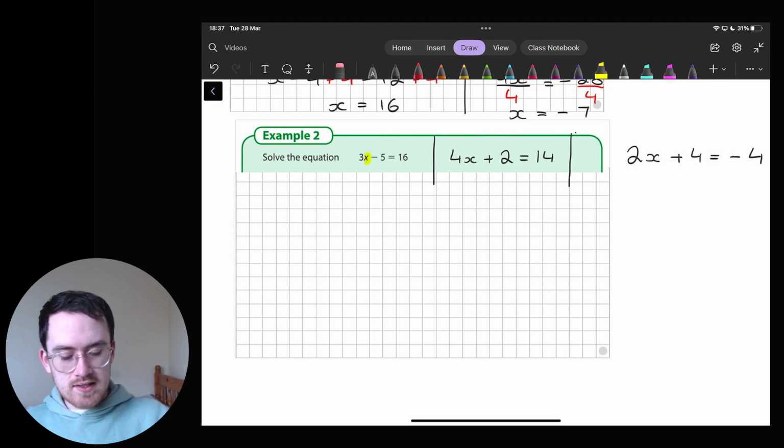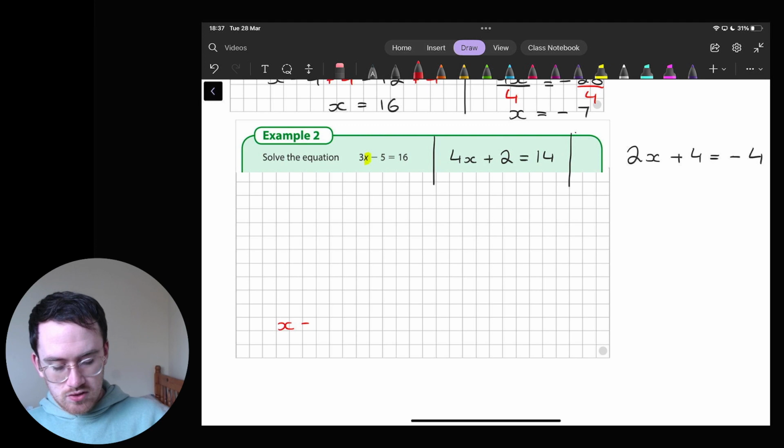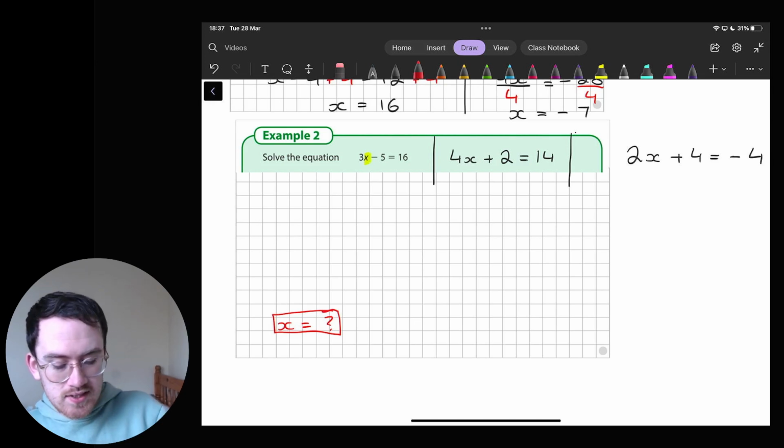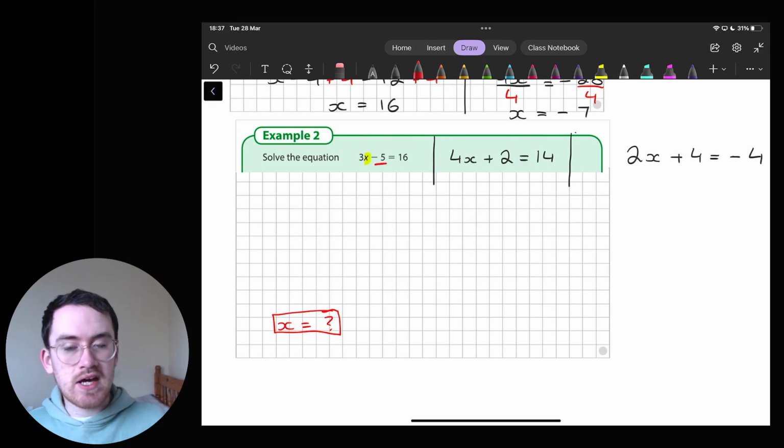We want to get x. My end goal for all of these questions should be x is equal to something, and not 3x, not 4x, just one singular x on its own. What I need to start by getting rid of is the minus 5 here. That's what I want to get rid of first.